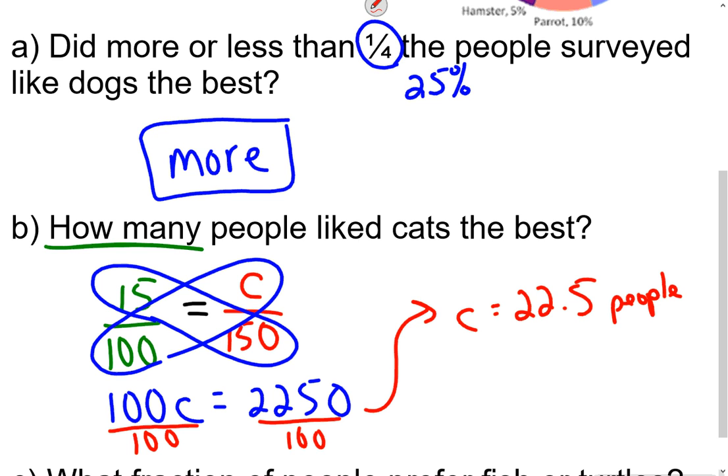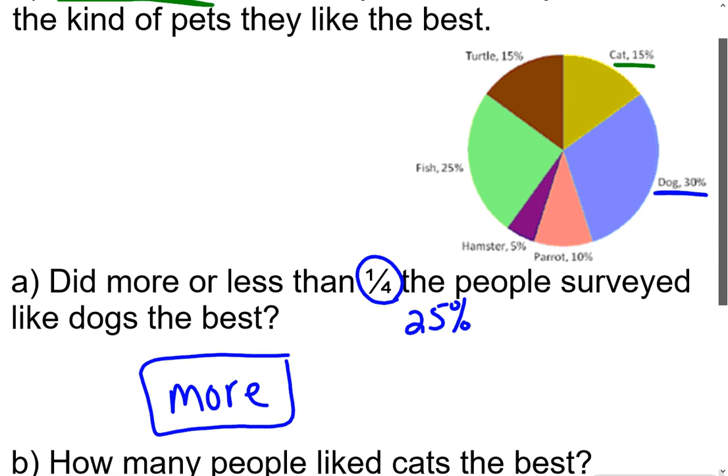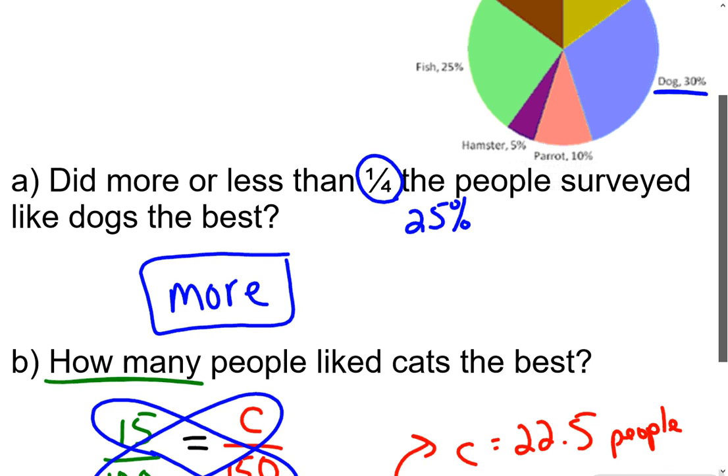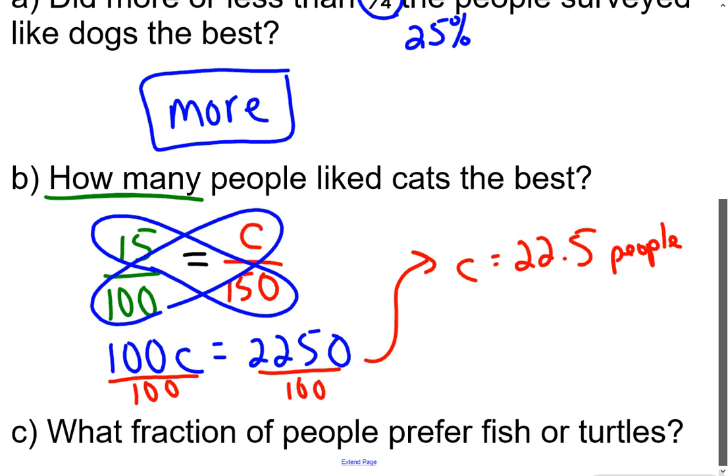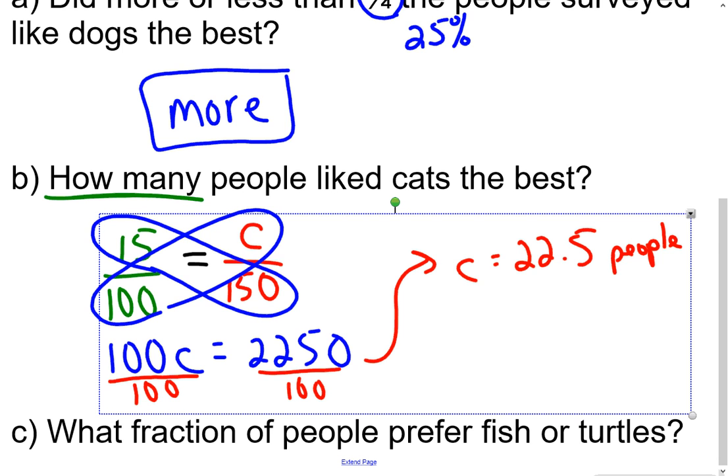Now some would think, well, half a person couldn't have said they like cats the best. You're right. So what that tells me is that these percentages in our circle graph must have been rounded to the nearest whole number, because we can't have part of a person here.